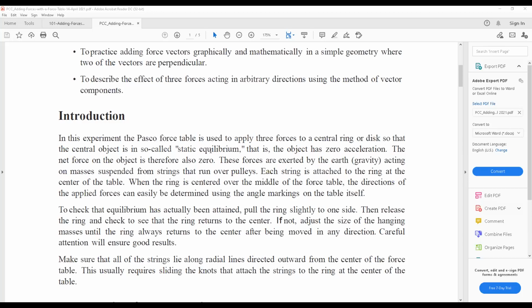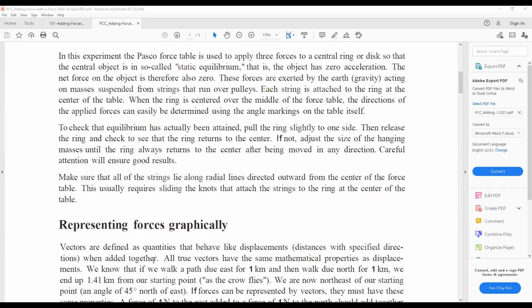To check that equilibrium has actually been attained, pull the ring slightly to one side. Then release the ring and check to see that the ring returns to the center. No, we don't have to do that because we can see when it lines up with 0. If not, adjust the size of the hanging mass until the ring also returns to the center after being moved in any direction. You don't have to follow all of this. Our simulated one will tell you. You can look at it and you know when it's lined up with that 0 line there. Right? So this is just a guide.